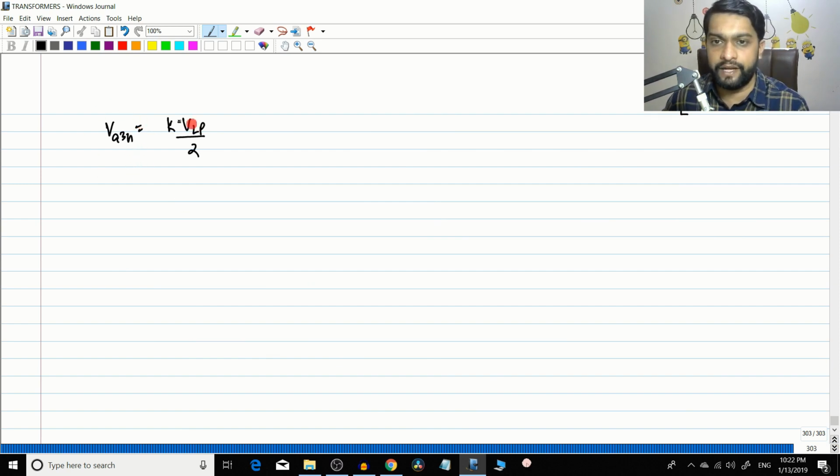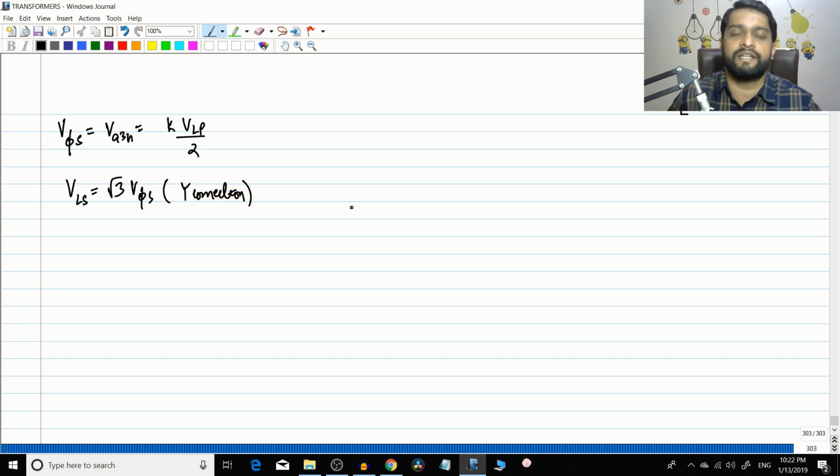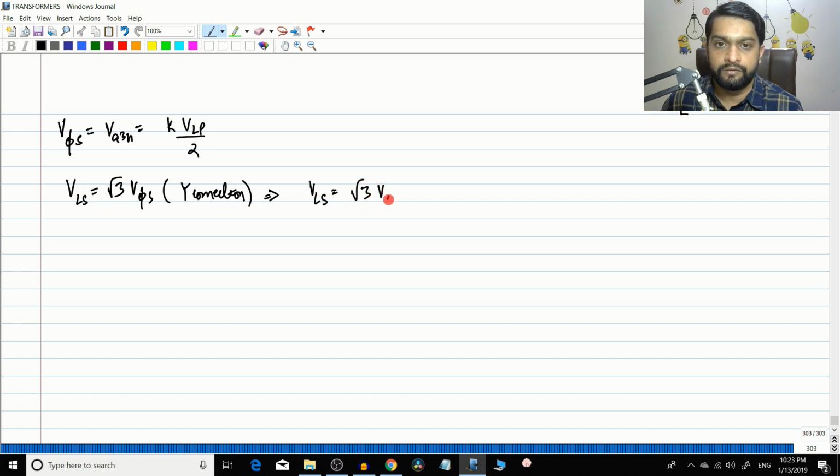But here, if you divide these two quantities, you will not get the line transformation ratio. Because this is a star connection, this VA3N is nothing but the phase voltage of the secondary side. So the line voltage of the secondary side will be root 3 times V phi s, right? Because it is a star connection. Even though it's a zigzag star connection, ultimately it is a star connection, and because the voltages are 3-phase balanced voltages, you can use those equations. So VLS will be equal to root 3 into V phi s.